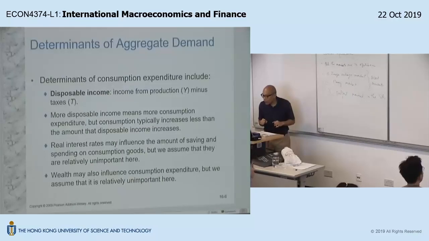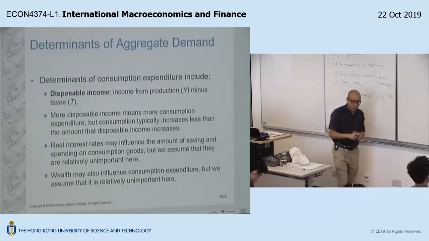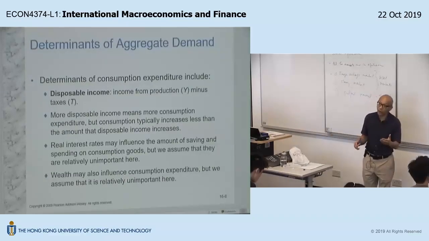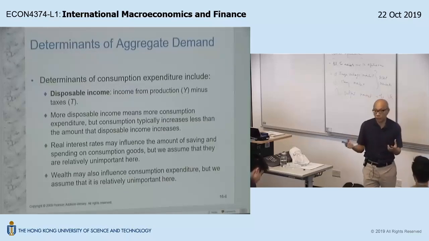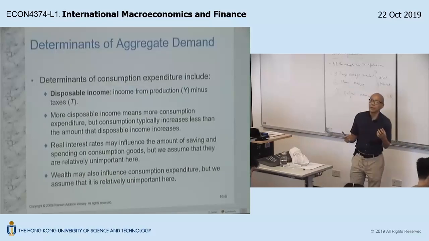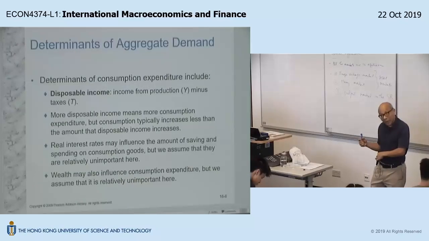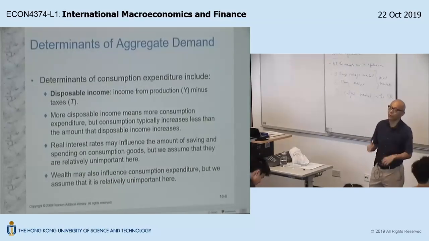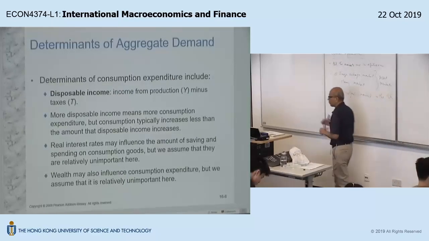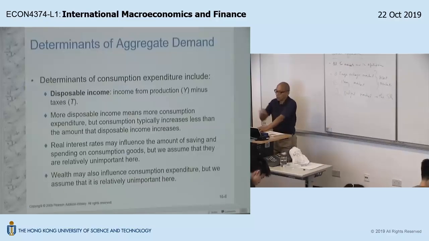Typically for the household, because consumption is typically household behavior, the household will consume only a fraction of the disposable income, and then they will save the rest. But if their disposable income increases, the consumption will also increase. We also talked about the real interest rate, which can influence saving behavior, and then wealth. We have already covered these things.